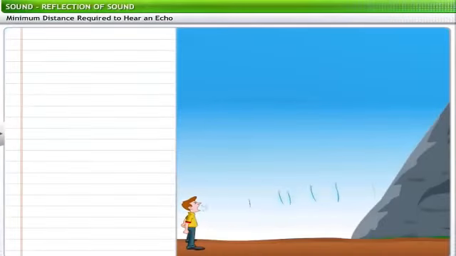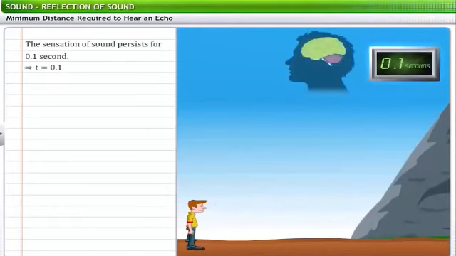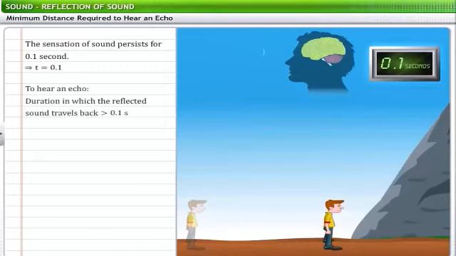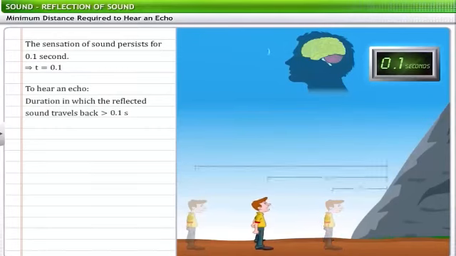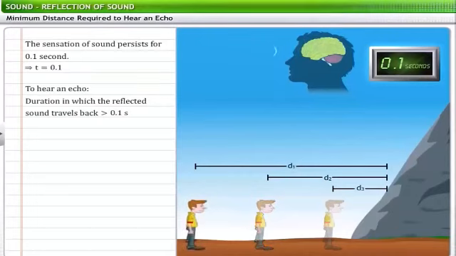To find out how this works, let's examine how our brain processes sound. The sensation of sound persists in our brain for 0.1 second. Therefore, to identify an echo, the time interval between the reception of the original sound and the reflected sounds should be at least 0.1 second. So, how much distance do we need between the source of a sound and the reflecting surface to be sure that we will be able to hear an echo?